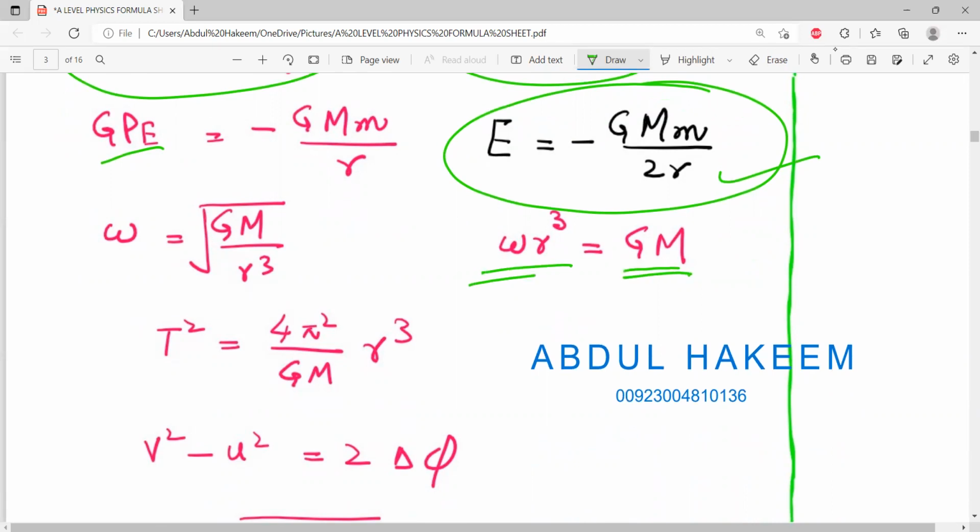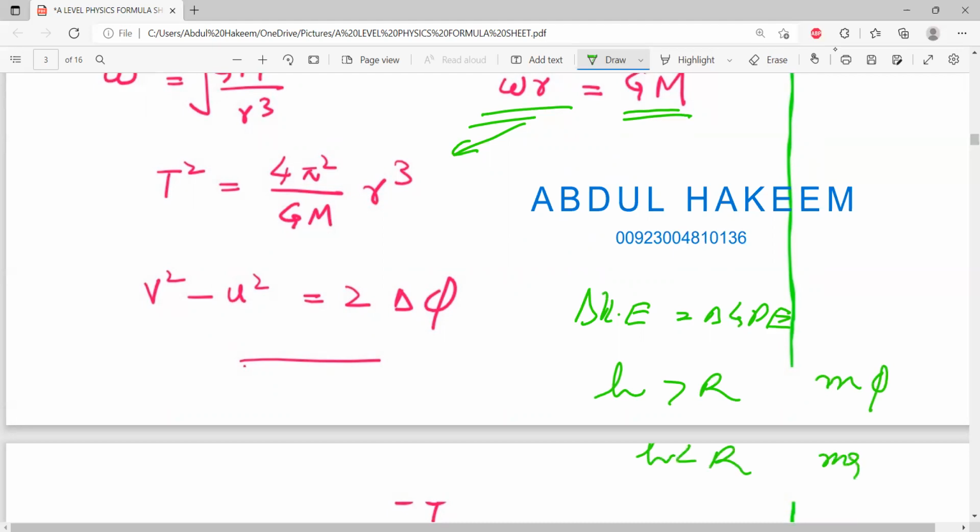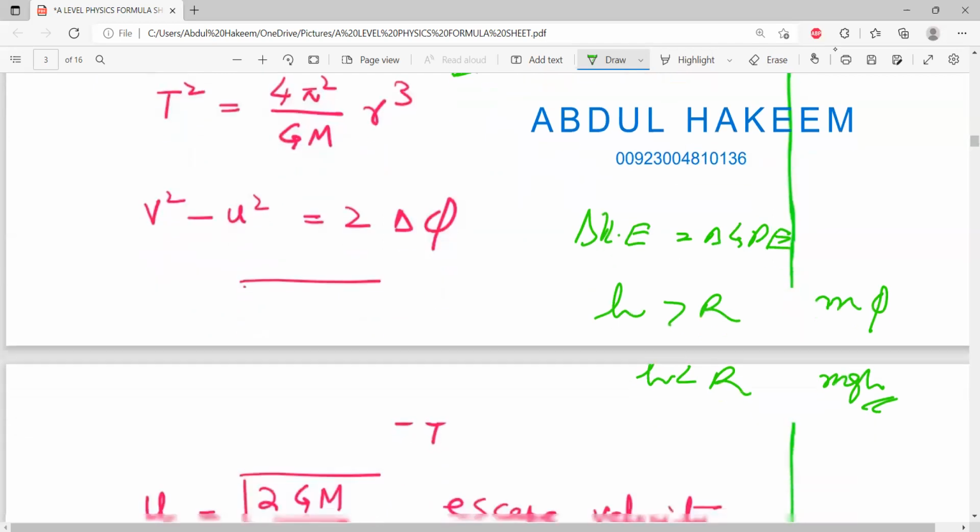This is constant. So from this, we can write Kepler's law: T squared is equal to 4 pi squared over GM times r cubed. And then we can derive the equation v squared minus u squared equals 2 times delta phi by equating kinetic energy and potential energy. That means the change in kinetic energy is equal to the change in gravitational potential energy. If the height is greater than the radius, then the potential energy is m phi. If the height is less than the radius, then we can use mgh.